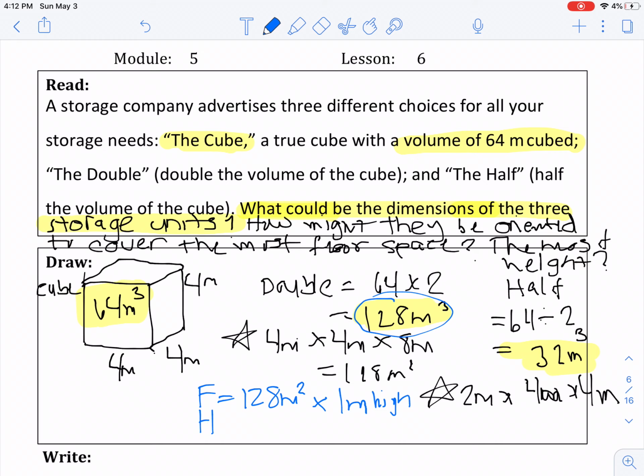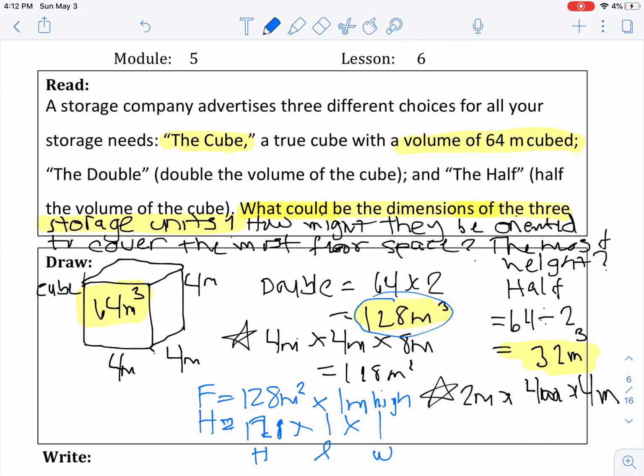And the most height for 128 would be the opposite of that. So instead of wide, lengthways, we would go 128 times 1 times 1. So 128 would be the height, 1 would be the length, and 1 would be the width.